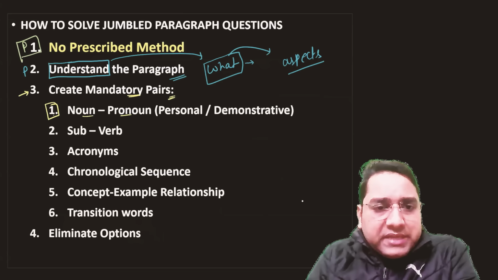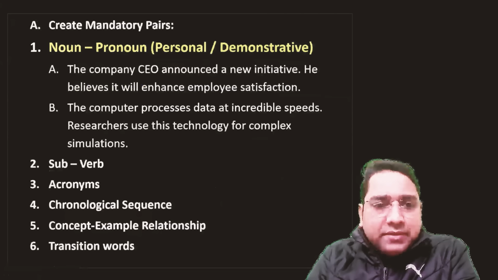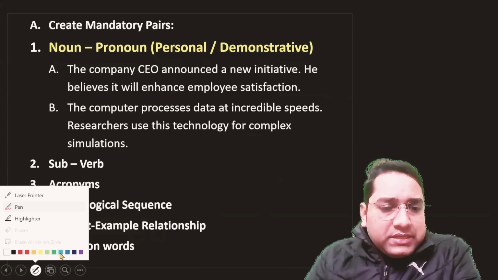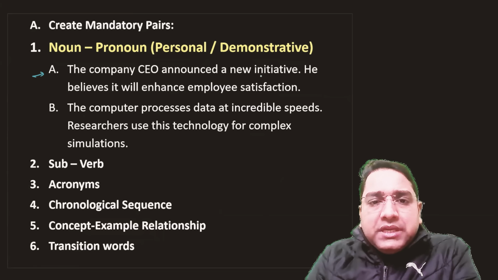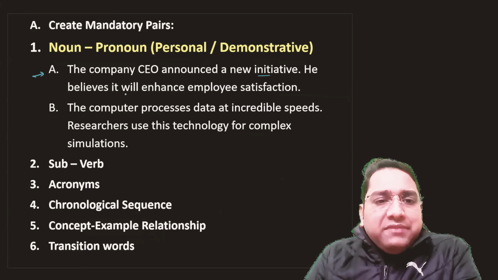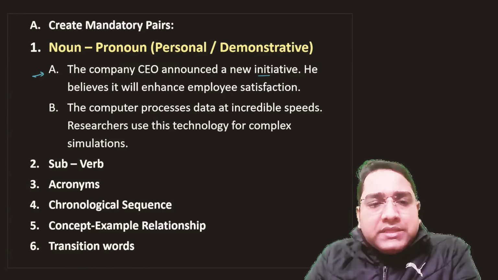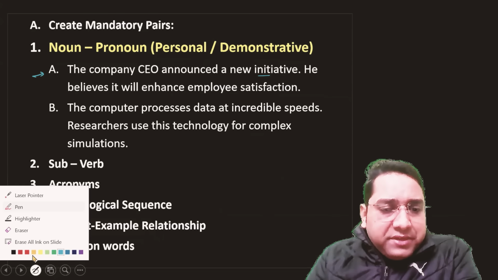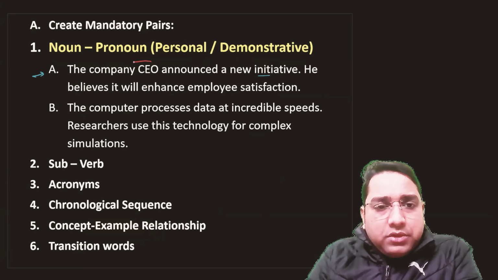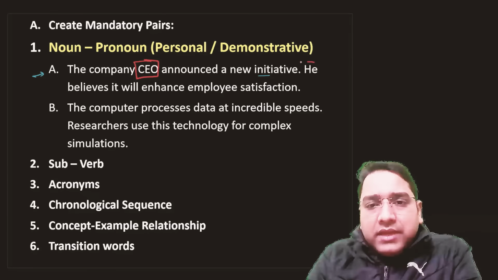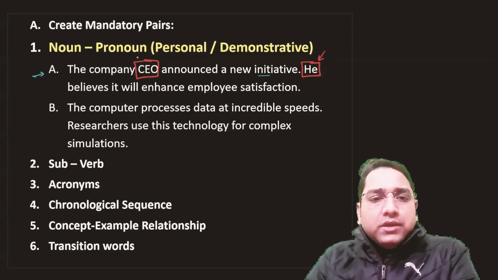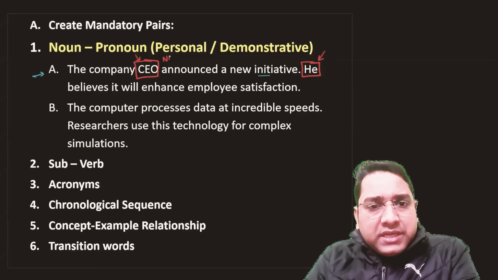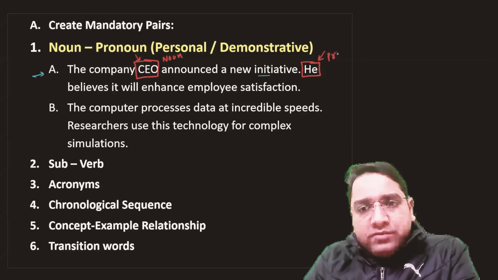Let me show you one more example so that you can have a better understanding. See this line A and B. It says, the company CEO announced a new initiative. He believes it will enhance employee satisfaction. So in the first line, what we were talking about is the company CEO, and then this word is used, he. Can you please tell me what this he is used for? The CEO. CEO is a noun and this is the pronoun form.